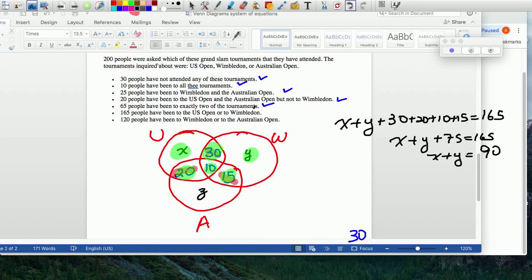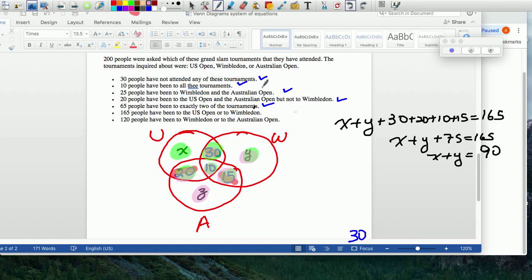Another equation that we have, and we can use the 120 have been to the Australian Open or to Wimbledon. So let me change colors here. Let me use, hopefully purple will work. Shade with purple. People who have gone to Wimbledon or the Australian Open. You don't have to go to both of them as long as you showed up for one of them. Even if you have gone to all 3, it doesn't matter. So it'd be anyone in these 2 circles. So we're talking about these guys, these guys, these guys, these guys, these guys, these guys.